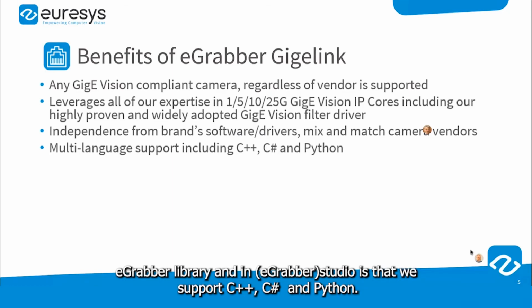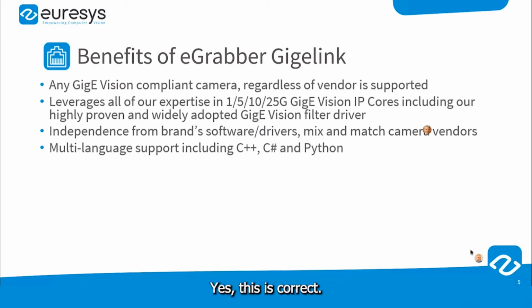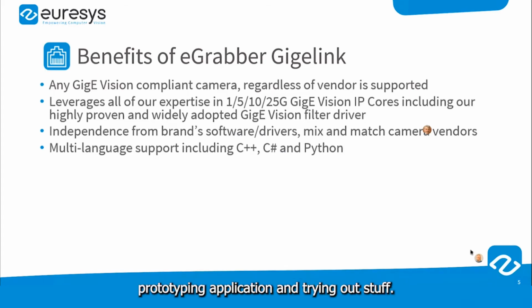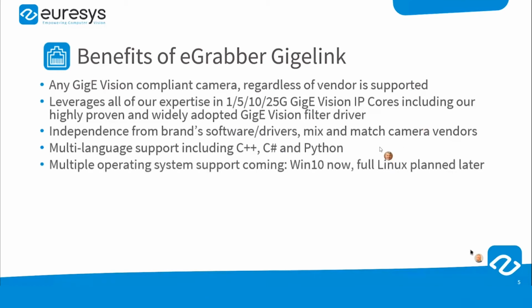Oh, wow. Another point, multi-language support, which we already have with our eGrabber library and Studio, is that we support C++, C#, and Python. Yes, this is correct. Python is mainly used for quickly prototyping applications and trying out stuff. Yeah, and we've seen more and more customers recently requesting and using Python. So that's a great benefit.